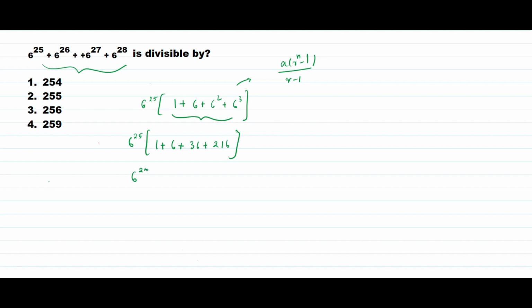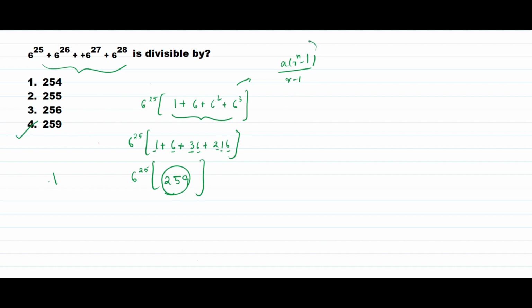Now 6 power 25 into, if you add the unit digits, 6 plus 6 plus 6 plus 1, 18 plus 1, 19, 1 carry forward, and we will get 9. Then 1, 4, 4 plus 1, 5, and in the hundreds digit, 2, only 2. So 259 can divide this expression. So our answer is 259.